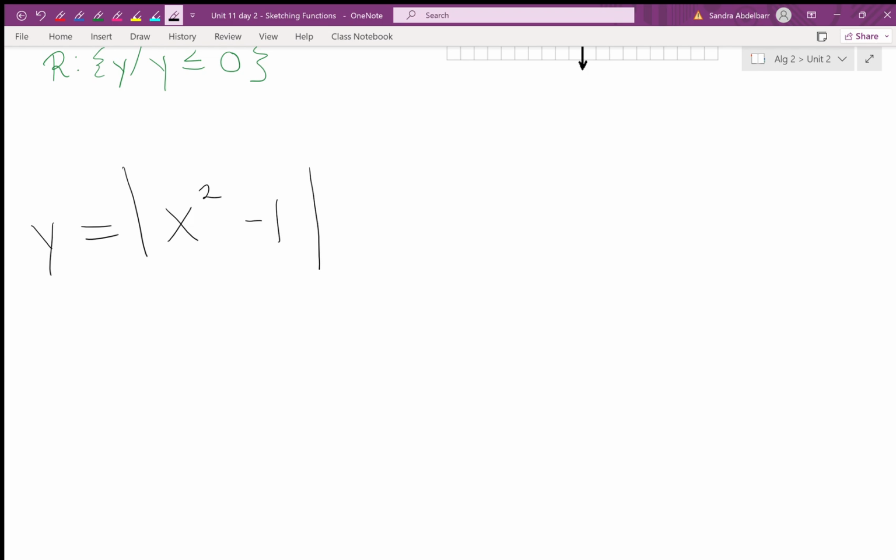So essentially saying, I don't want y to be anything less than 0. Does that make sense? They're saying y equals the absolute value of this, so all the y's have to be positive. So this parabola has to be all in the positive section. What are we going to do here? We're going to go through a couple of steps. The first step is to sketch y equals x squared minus 1.